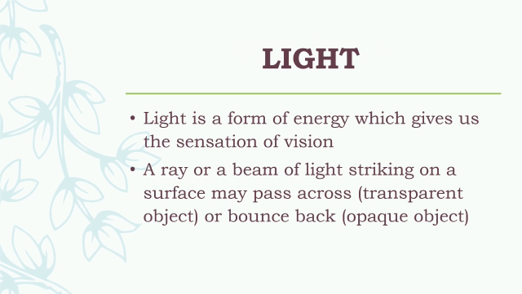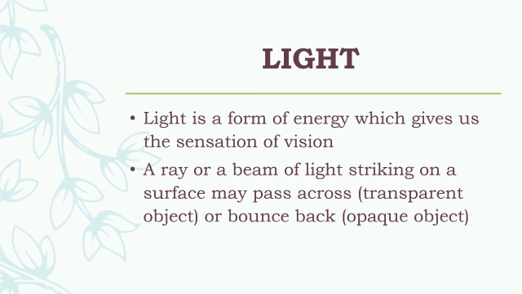Now children, first let us understand what we mean by the word light. Suppose you are standing in a dark room. Dark room means everywhere it is dark. Can you see the things around you? No, you can't. Now put on the light. Can you see the things around you? Yes, we can. So we conclude that light is a form of energy which gives us the sensation of vision. Sensation of vision means you can see the things around you.